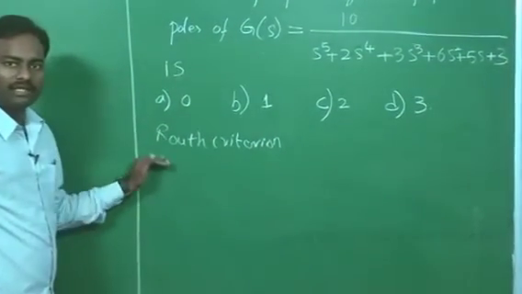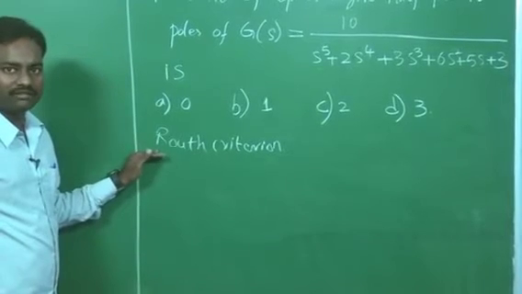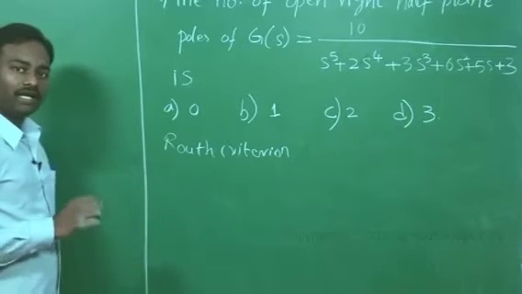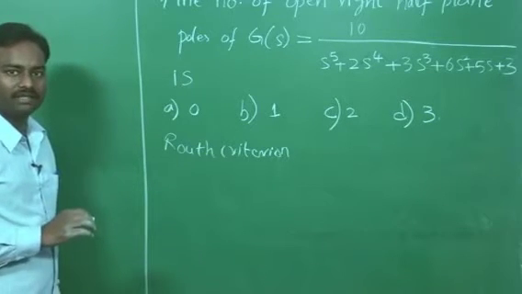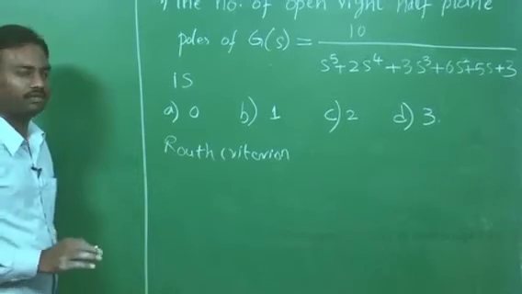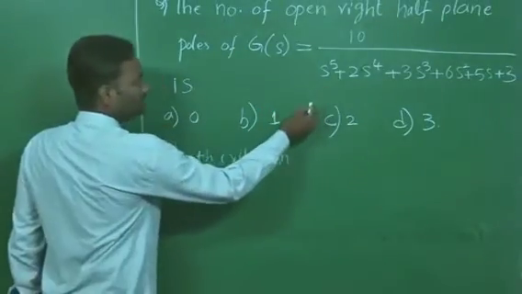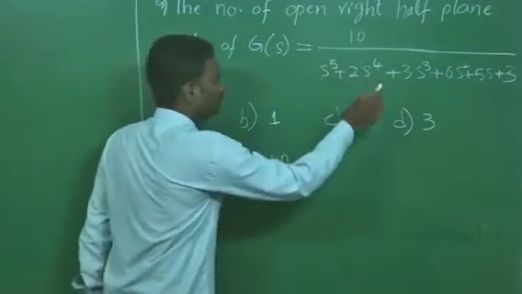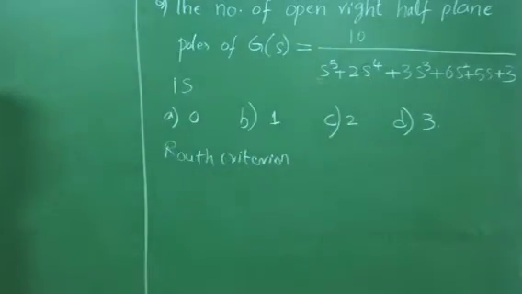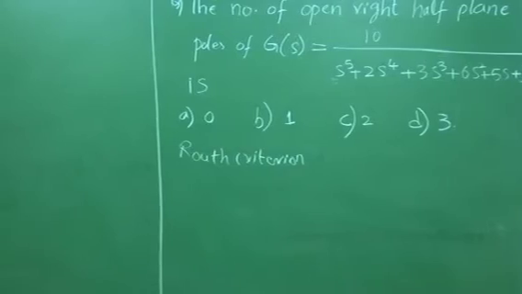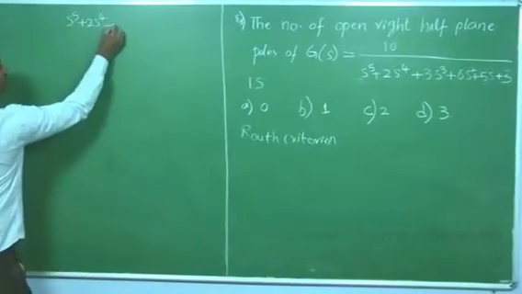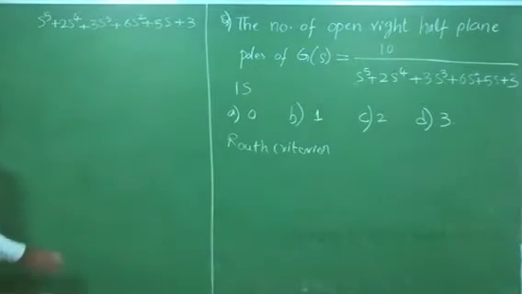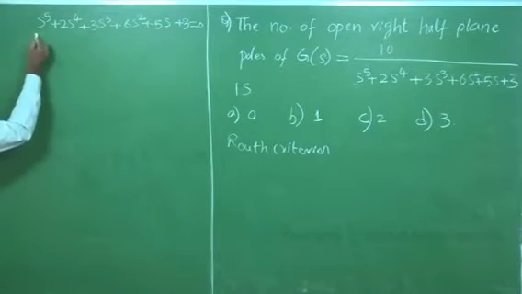To apply the Routh criterion, the characteristic equation of the transfer function must have all positive coefficients and also all the coefficients should be present, that is, none of the coefficients must be 0. In the given transfer function, we have all the coefficients from s to the power of 5 to s to the power of 0. So we can apply the Routh criterion here. The Routh criterion table is, the characteristic equation is this one.